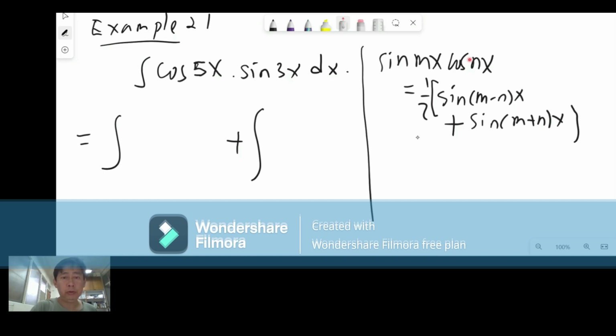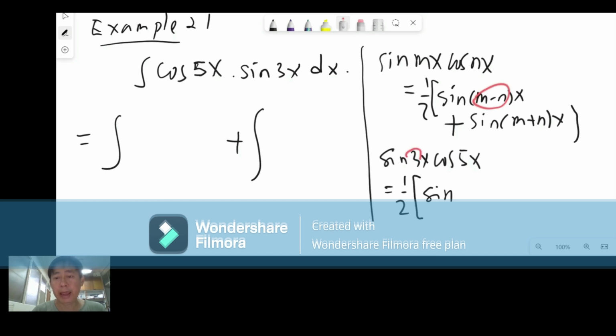So here, you could easily identify 3x to be mx, and 5x to be nx. So by using this identity, sine 3x cos 5x is then easily identified to be sine of (m minus n)x. Here m is 3, n is 5. And write the m and n numbers here. M minus n will be minus 2. M plus n will be then 8.